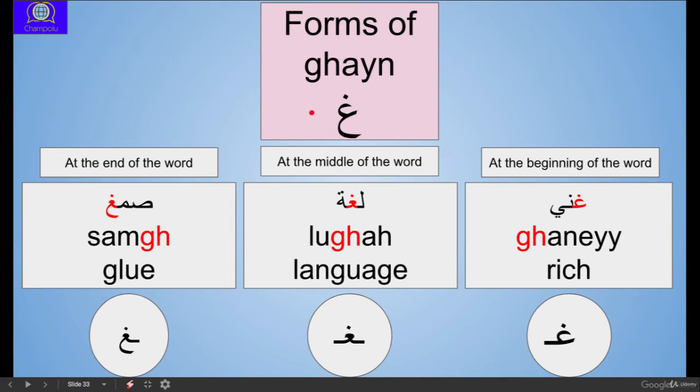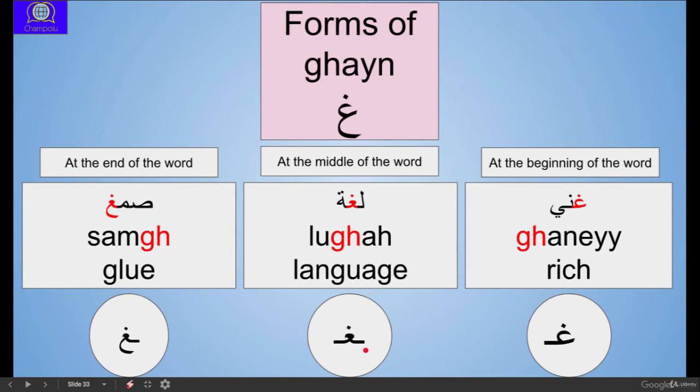Moving on to the letter ghayn, which is also one of the letters that do not have a sound that exists in English, but it exists in some other languages like French and German when speakers are trying to pronounce the R sound. So let's see how it looks. Ghayn looks like this when it is separate, and it follows the same patterns of ayn that we've seen before. So this is the initial form, this is the medial form, and this is the final form.